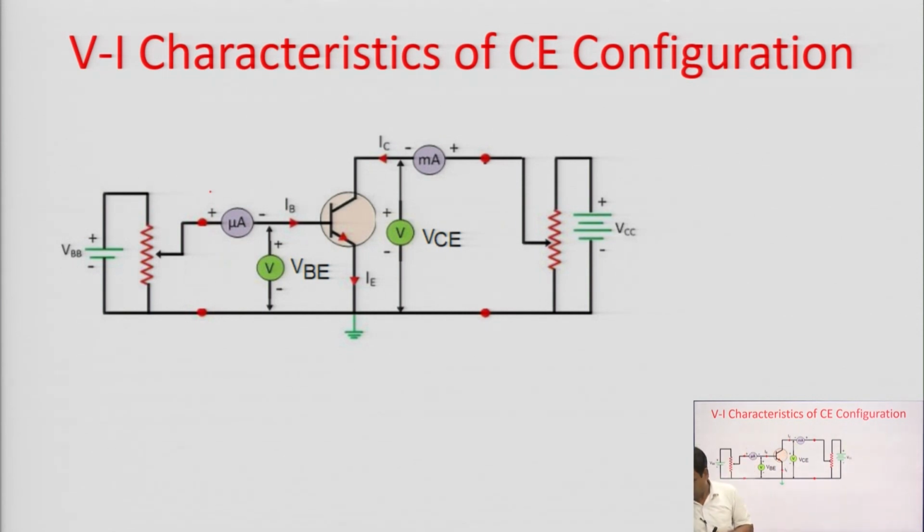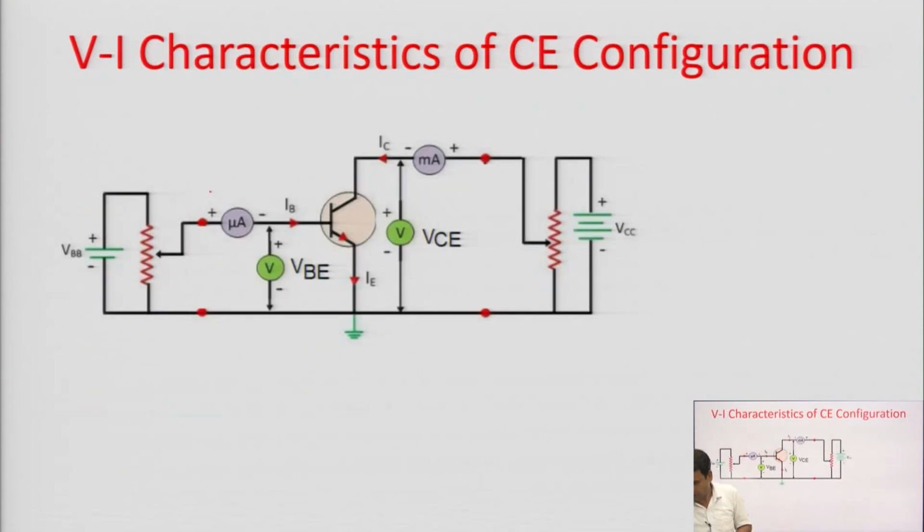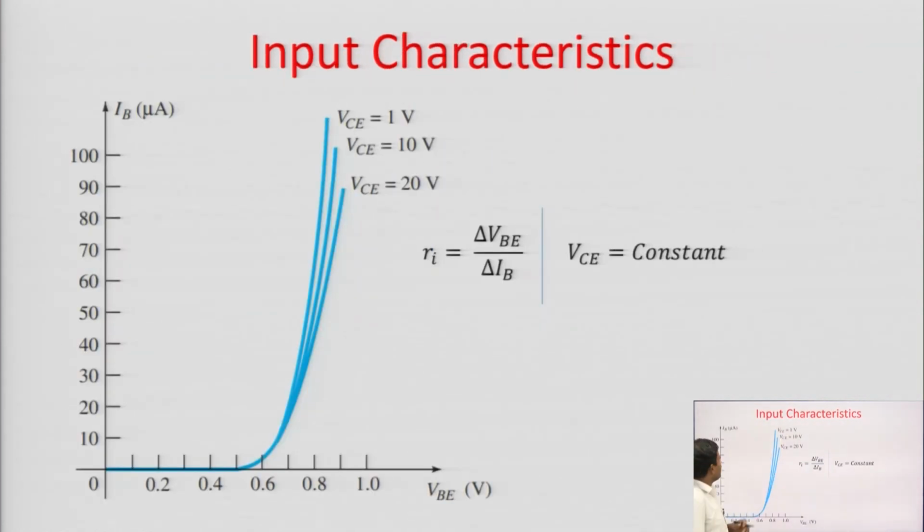Now, I am going to discuss the input characteristics. Obviously, the input characteristics will be drawn between the input current and input voltage. Here the input voltage is VBE and the input current is IB, as shown in the figure. IB is the input current and VBE is the input voltage. So, this is the characteristics.